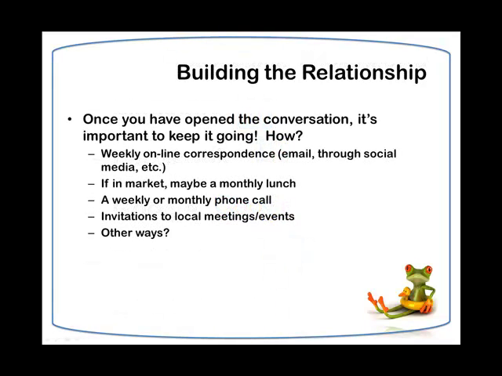Now that you've started the conversation and you think you found a potential A player for the bench, the key is to continue the relationship. There are several ways. Weekly online correspondence through email or through your social media channels. If it's in market, maybe you get together monthly for a lunch. A weekly or a monthly phone call goes a long way. And invitations to local meetings and events are a great way to get together. Are there any other ways that you can think of? By the way, at this point in time, if you haven't already, you may want to share the names of your candidates with your GM or RVP.